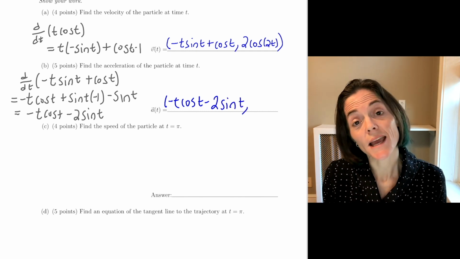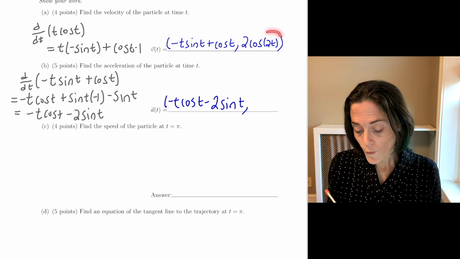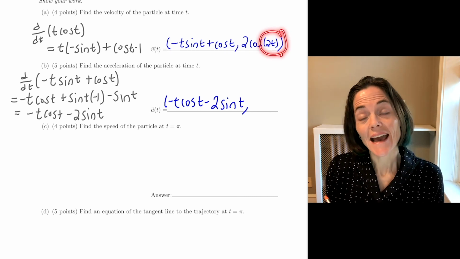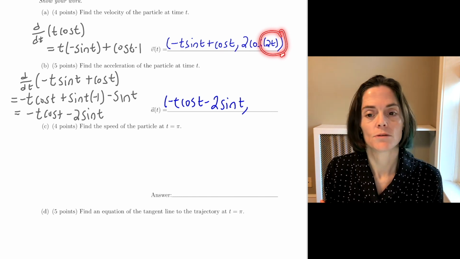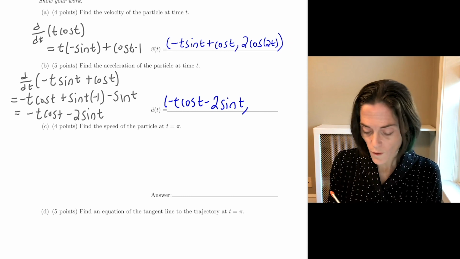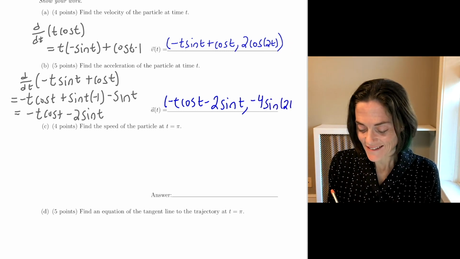Now, differentiate 2 cosine 2t. Well, when we differentiate this, we have 2t as an inside function again, so we will be multiplying by another 2. We get minus 4 sine 2t.